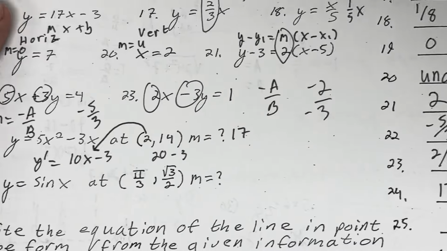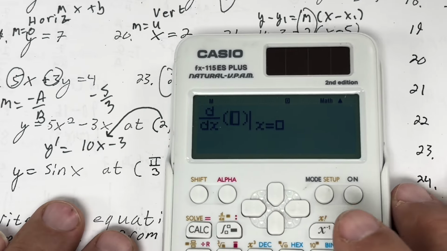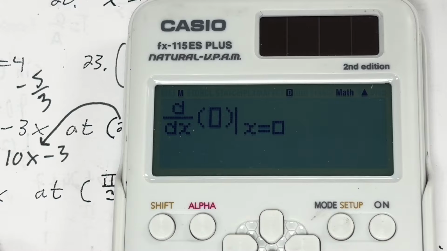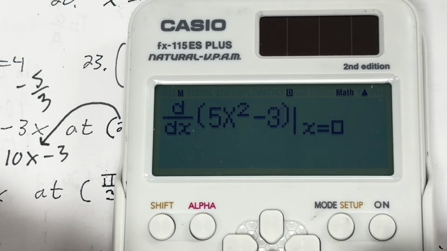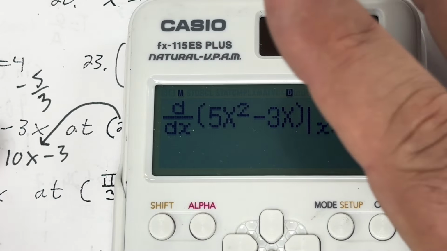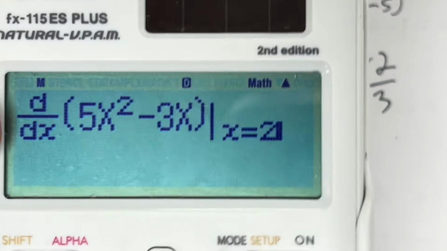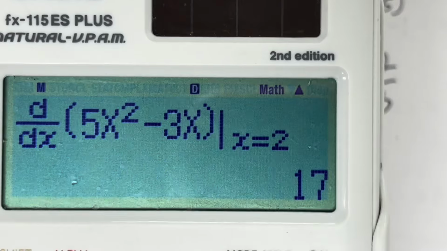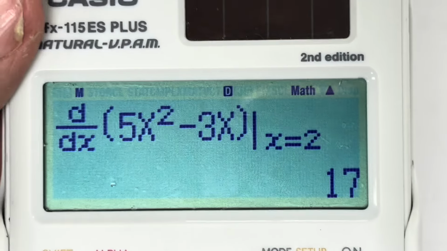There is a way to do that on the Casio. I'll shift area, and it brings up this d/dx menu. And we want to type in 5x squared minus 3x. So 5 alpha red x squared minus 3 alpha red x, right arrow, and the x value that we're finding the slope at is 2. We hit equals, and it should give us the slope. There it is, 17. When they get more complicated, you're going to rely on the tech, but the simple ones like this, you can do by hand.